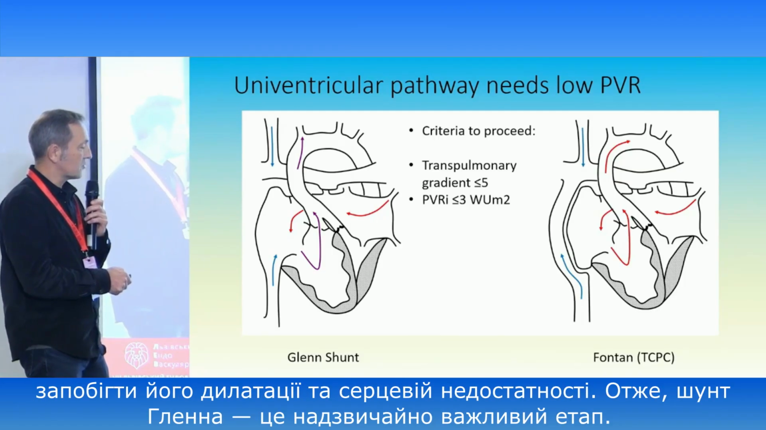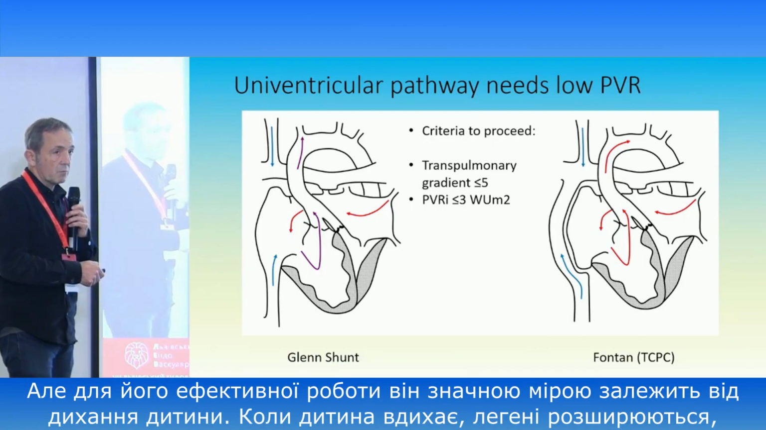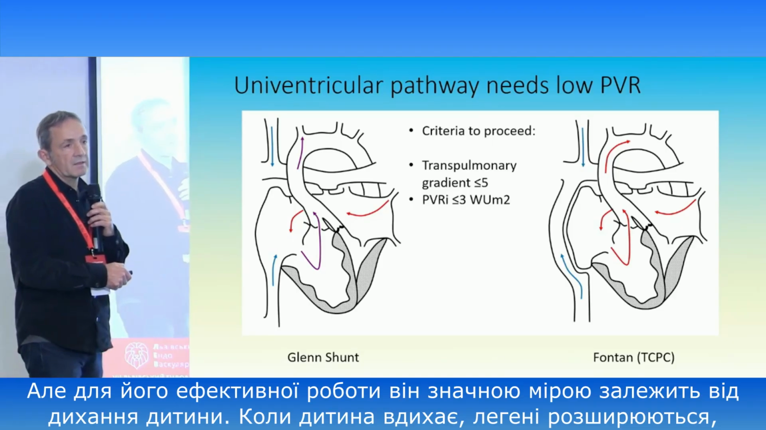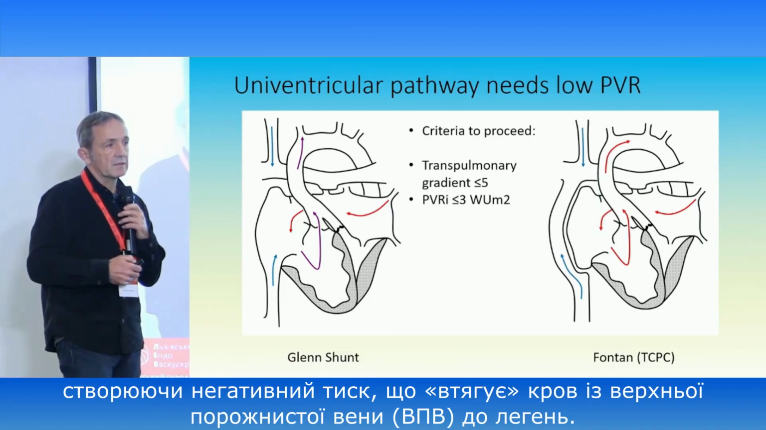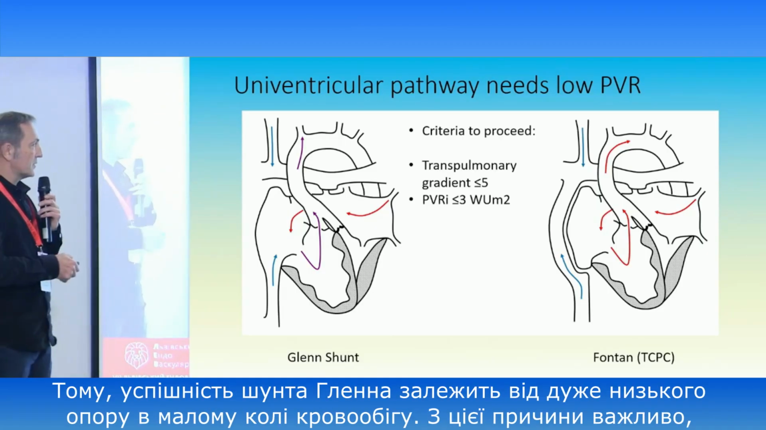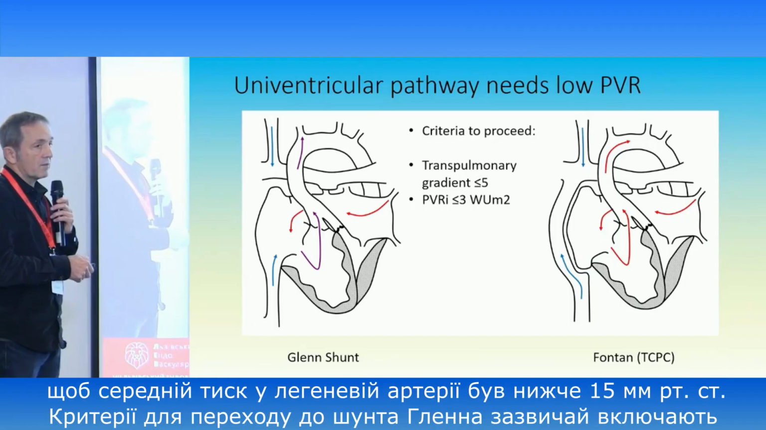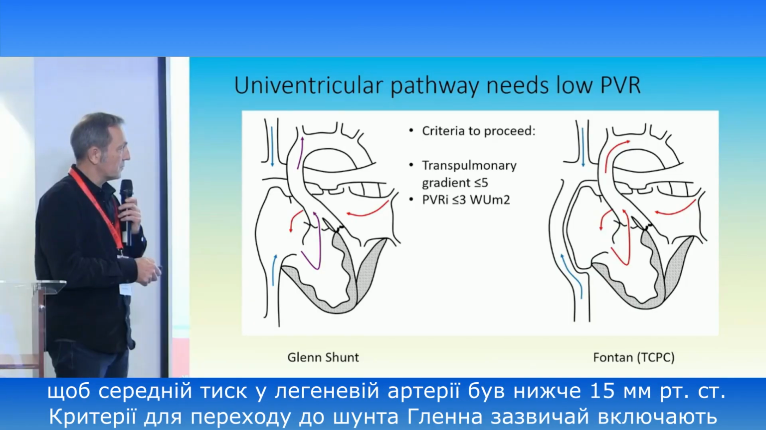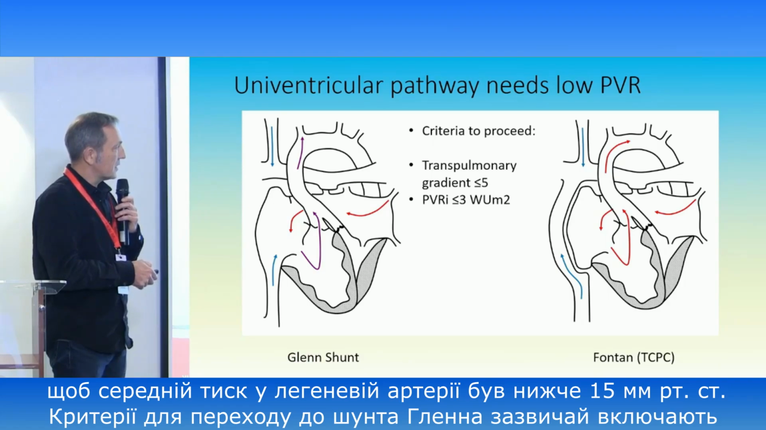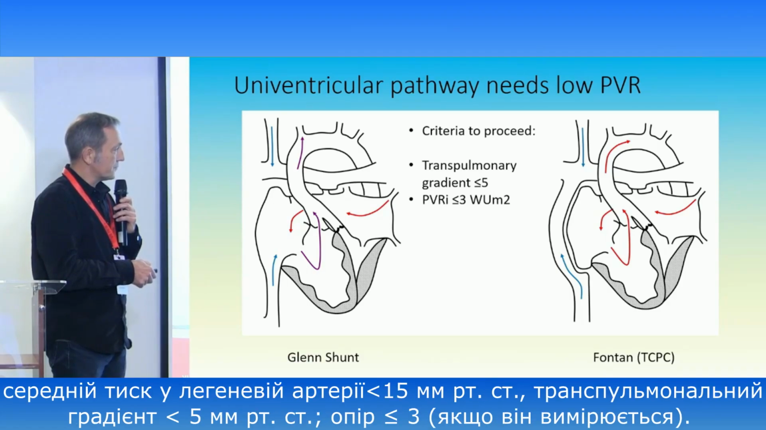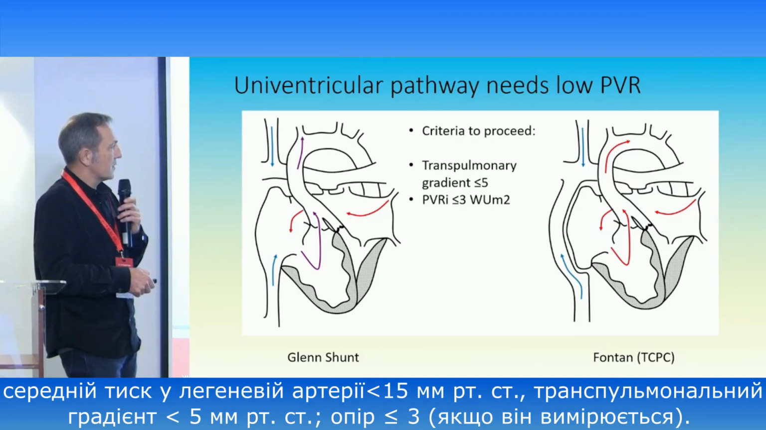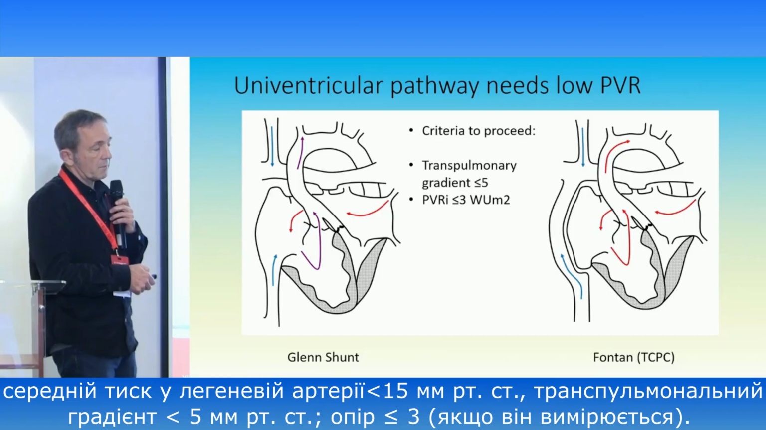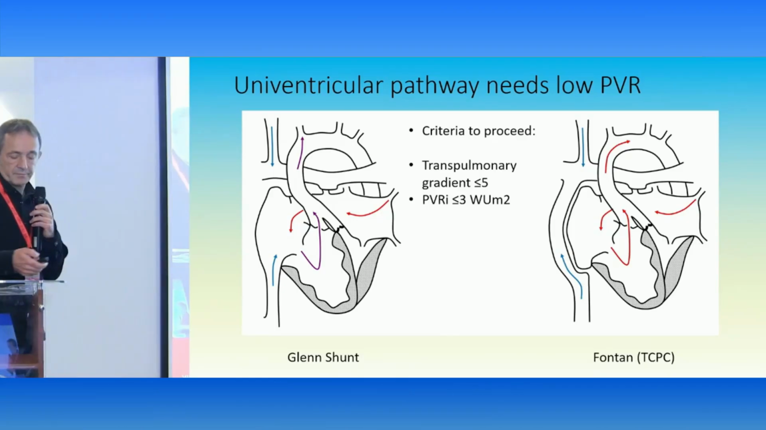So the Glenn shunt is an extremely important step. But for it to work, it relies mainly on the child breathing. When the child breathes in, the lungs inflate, that pulls blood, sucks blood from the SVC into the lungs. And so it relies on there being very low resistance in the lungs, and therefore it's important that the pressure is below 15. So the criteria to proceed are usually that the pulmonary artery pressure is under 15, the transpulmonary gradient is under 5, or the resistance, if you want to measure it, is 3 or less.